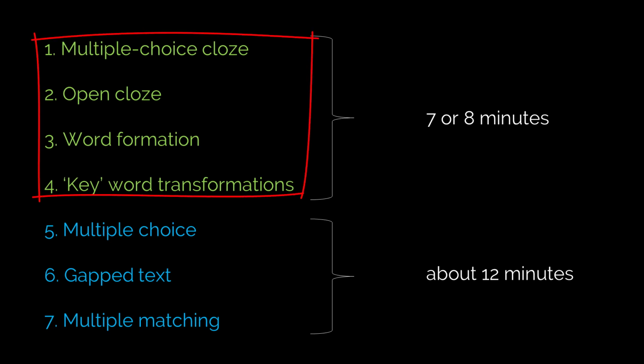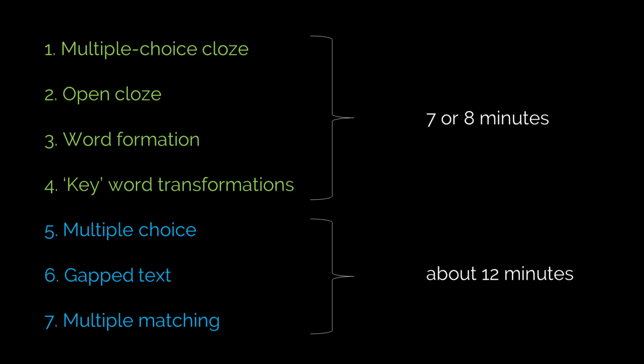Parts 1, 2, 3 and 4 are shorter exercises with fewer words. They're based on grammar and vocabulary more than reading comprehension. So for that reason, I suggest that you spend about 7 or maybe 8 minutes on the first 4 parts, because 8 minutes times 4 is 32, so that's about 32 minutes for parts 1, 2, 3 and 4.